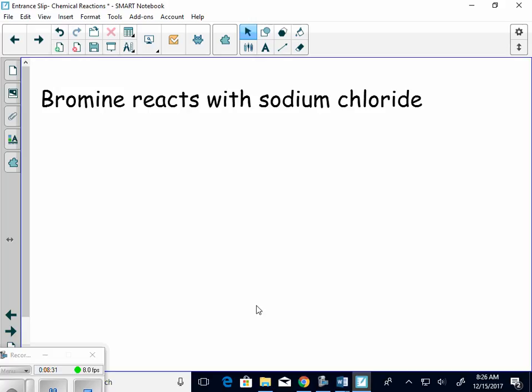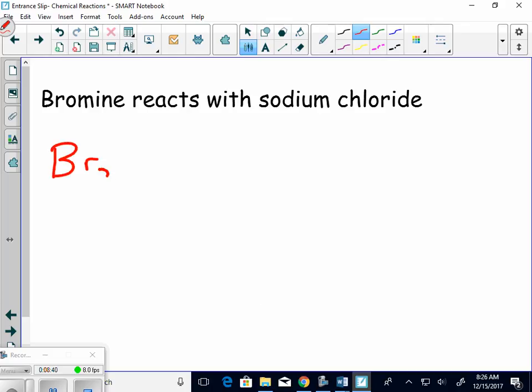Final one is bromine reacts with sodium chloride. Bromine is a super 7. It is reacting with sodium chloride. This is a single replacement reaction, specifically with a halogen and an aqueous salt. So this is a single replacement number 4.